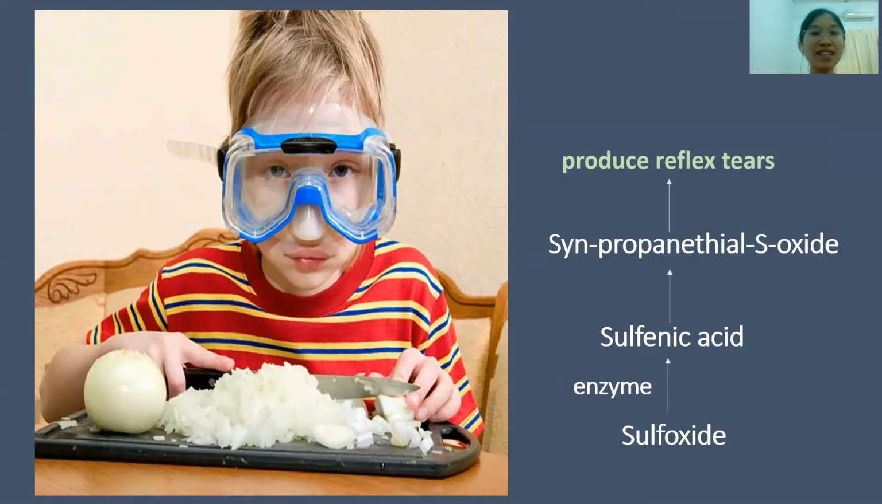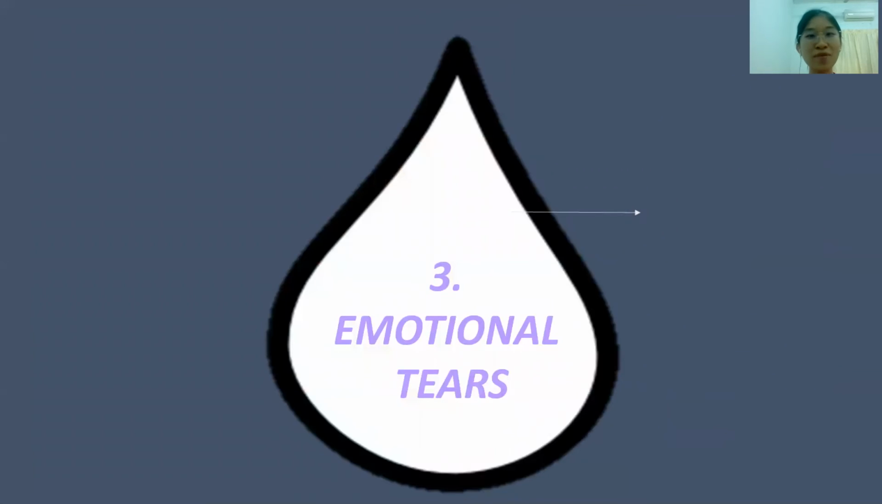I hope that I have made it clear that reflex tears are essential in helping to protect your eyes from harmful irritants. Now that you have been informed about the second type of tears, I will talk about the last type of tears. The third type of tears is emotional tears. These tears contain more hormones compared to basal tears and reflex tears.